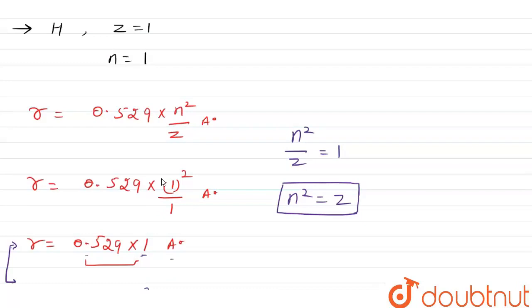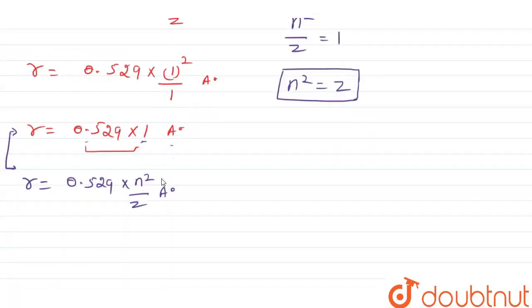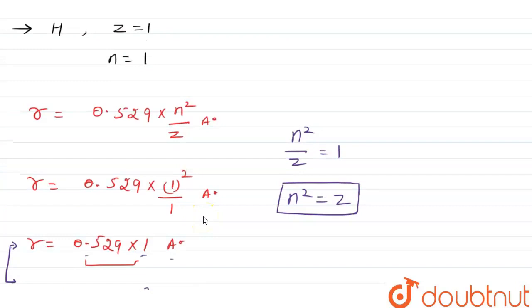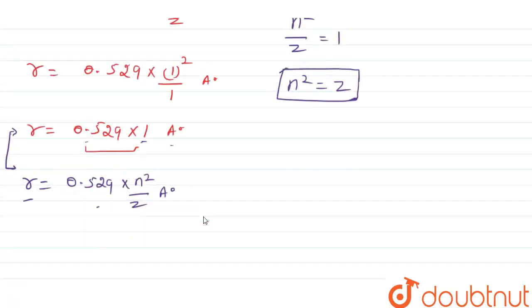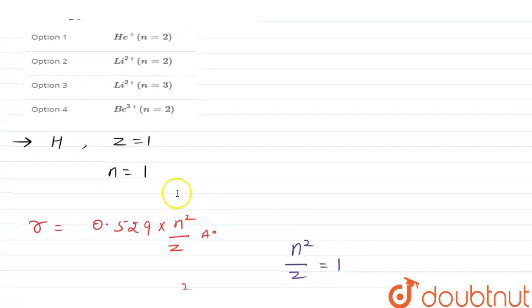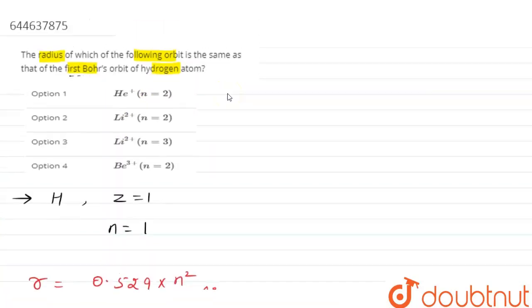In any option, if we get these values equal, then we can say the radius is also equal to this radius, because according to this radius we concluded that n square by Z is 1. So for any option for which we get n square equals Z, its radius will be the same as this radius. Let's see one by one. First we have helium plus, and our desired condition is n square should equal Z.